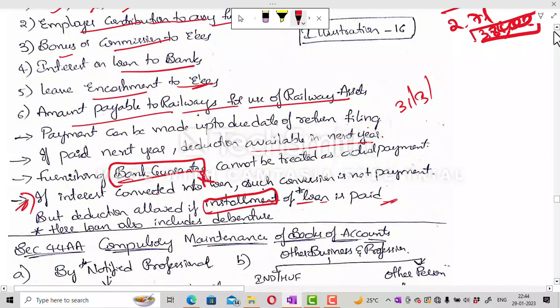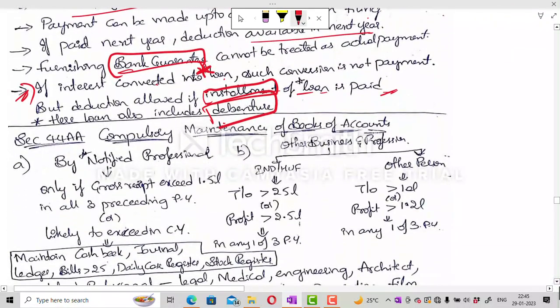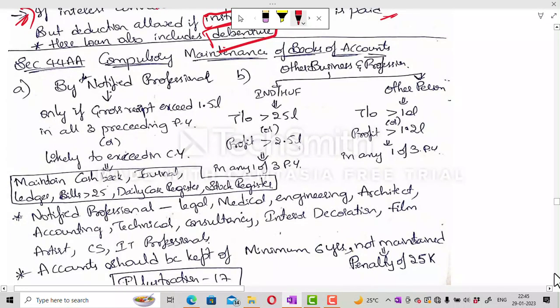Here the recently added amendment is, loan also includes debenture. Okay, means if interest is converted into loan or borrowing or debenture, then also it is not the actual payment, and the deduction is not available. And when actual payment is made in installments, then we can take deduction of that. Okay, up to here we have done with all the directions for calculating the PGBP. Up to here we have done with all the expenses.